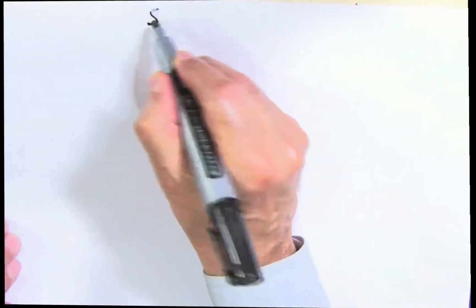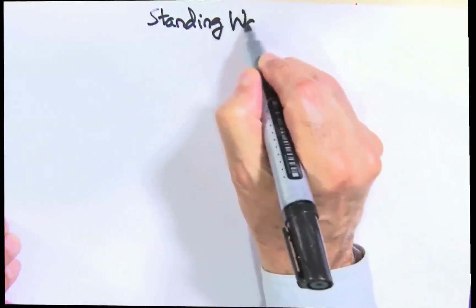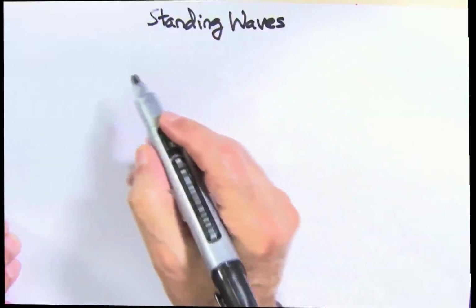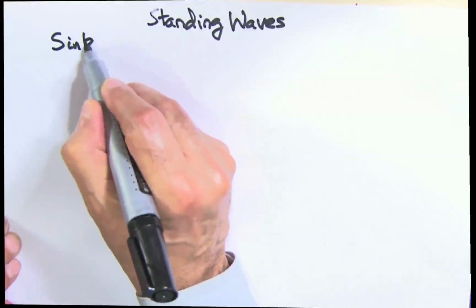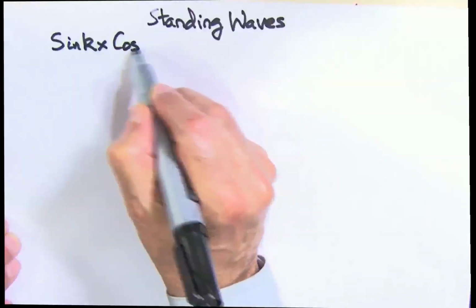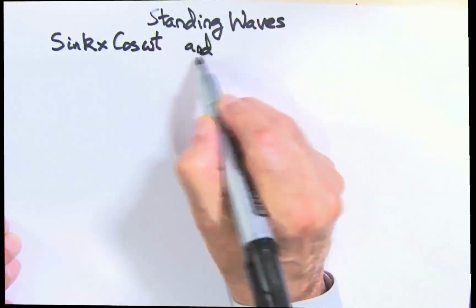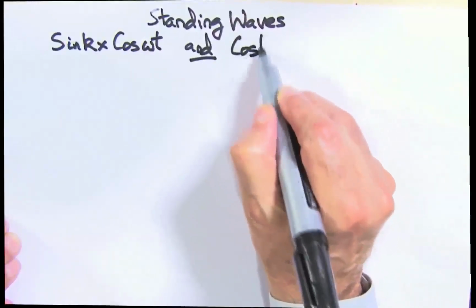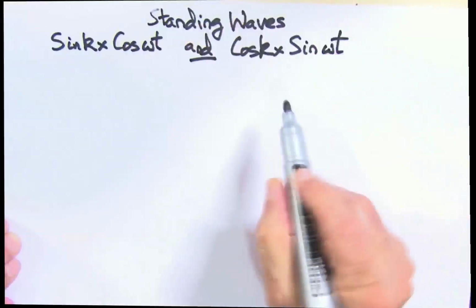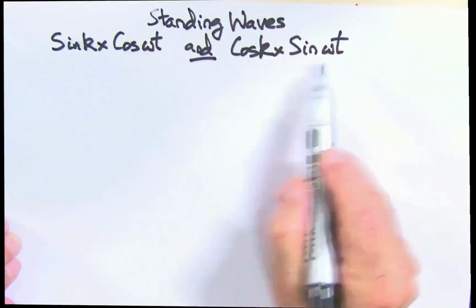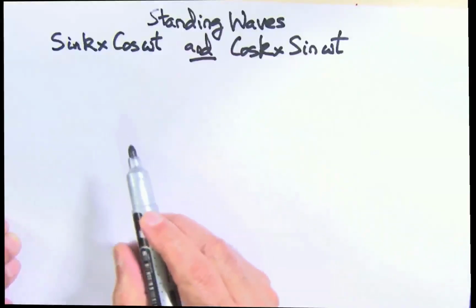Let's now understand standing waves mathematically. And we shall do so using the solutions of the wave equation that we found, one of which was sine kx cosine of omega t, and the other was cosine of kx sine of omega t. You could have directly put this or this into the wave equation, and you would have seen that this would be a solution.